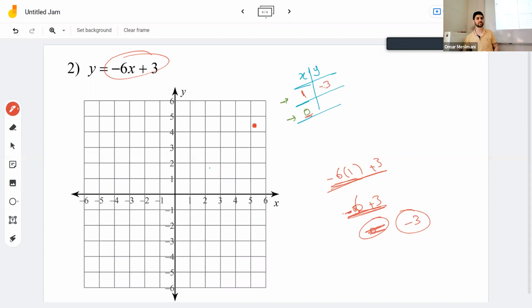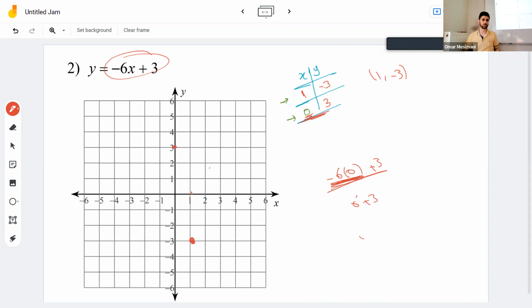Now what's going to happen if x is 0? Instead of x, I put 0 here. -6 times 0 is 0, and 0 plus 3, the answer is 3. Now the first point I have is 1 and -3. This is the first point. The second point I have is 0 and 3.